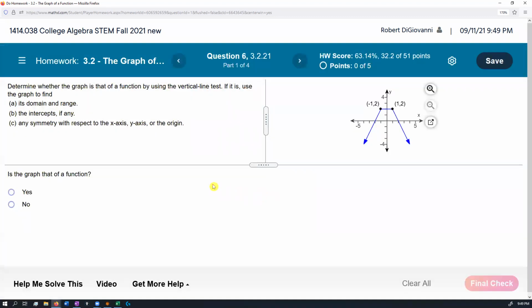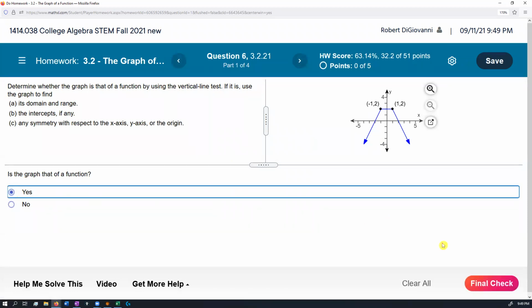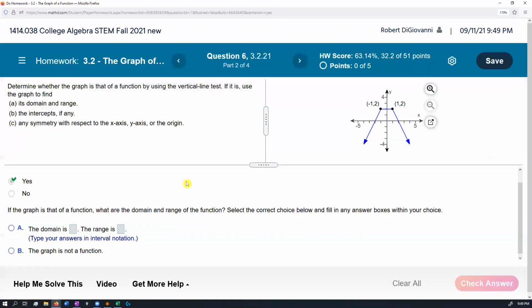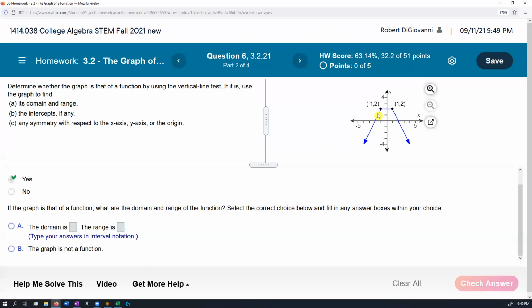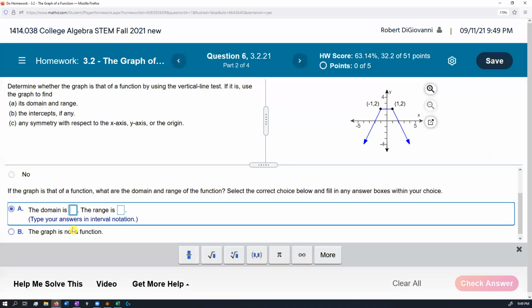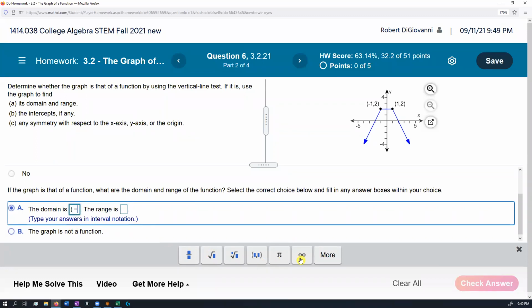All right. Oh, cool. This is a function, it passes the vertical line test. For the domain, these arrows imply it goes this way and this way forever. So the domain should be everything, both directions. We're doing it as an interval, negative infinity. What happens if I type INF? So it doesn't like that. Okay. Negative infinity to infinity.